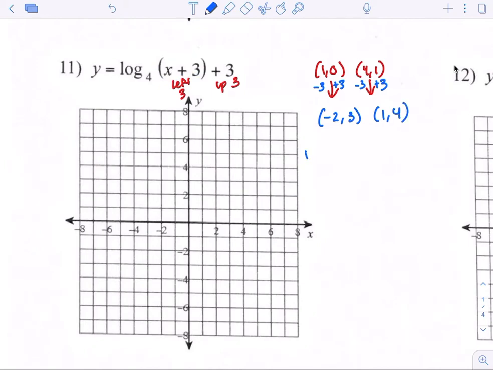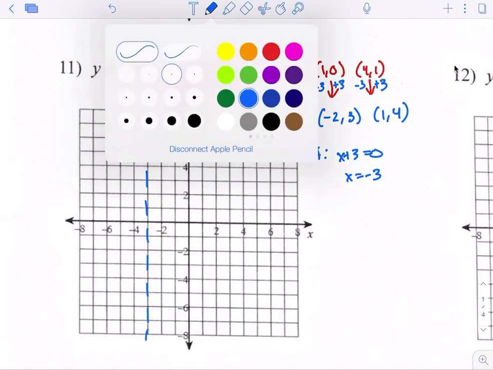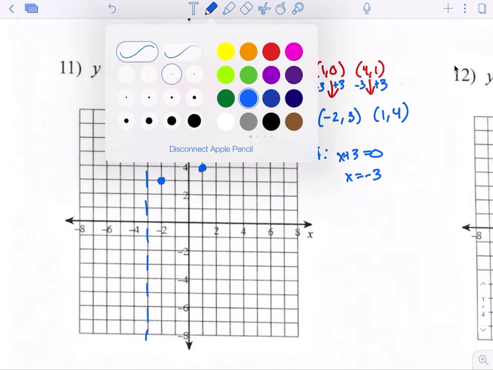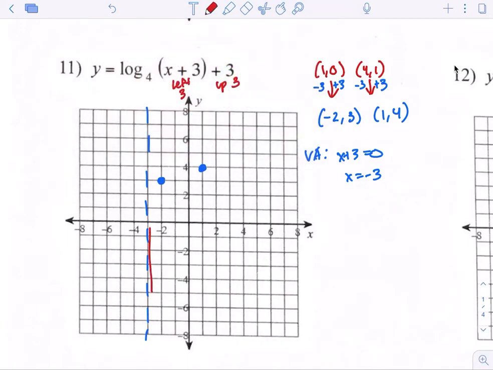Make sure you guys get your vertical asymptote by setting it equal to 0. So x plus 3 equal to 0. Solve for that. X is equal to -3. So x equals -3 is your vertical asymptote. -2, 3 is right there. 1, 4 is right there. And this graph looks like it's coming from over there.